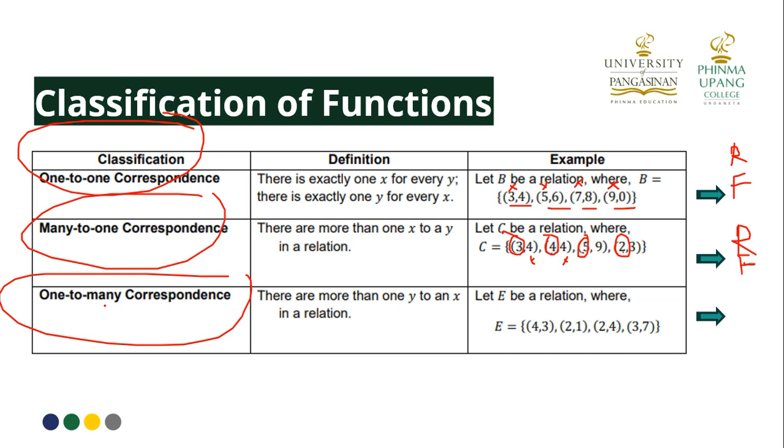Next, the 1 to many correspondence. This is where we get into trouble, because the 2 is repeated. So, it is a relation, but it is not a function. Nagigets po? Nakukuha niyo ba? Okay. Yes po, sir. Simple as that.